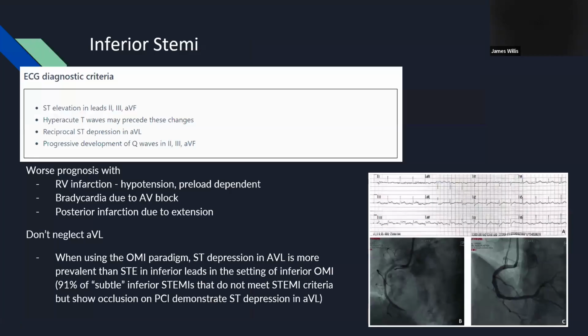Now, inferior STEMI has diagnostic criteria on EKG, right? You're looking for ST elevation in leads 2, 3, aVF, also reciprocal ST depressions in aVL. And then if you see Q waves, you're even more concerned. You get a worse prognosis if there's RV infarction. So you want to pay attention to the patient's vitals, right? Are they getting hypotensive? On the EKG, is their heart rate slowing down? Do they have heart block? Do you see signs of extension into the posterior myocardium?